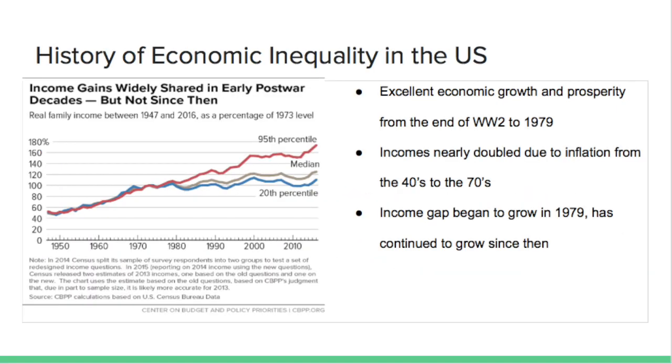When discussing economic inequality, it's important to look at its history to see its connection to the economy. Looking at the graph, I think one of the important things to note is that from the end of World War II in the 40s to the late 70s, our nation underwent massive economic growth and enjoyed great prosperity. Over this period, incomes had nearly doubled due to inflation. It's important to note that over this period of prosperity, the wealth was very well distributed. In the late 70s, the gap between the classes began to grow.